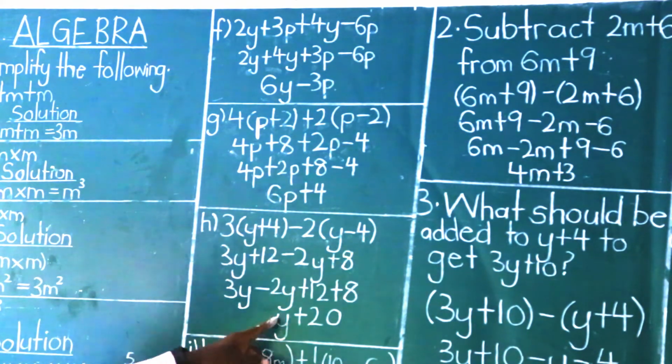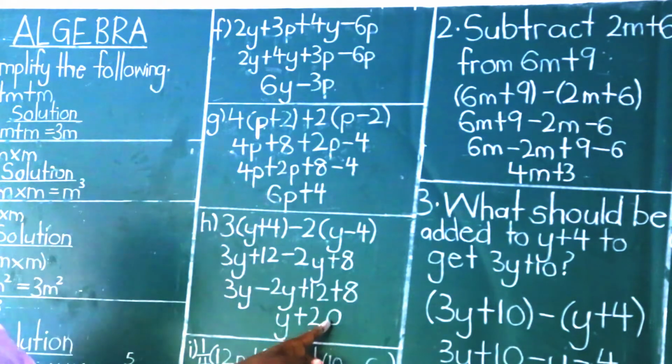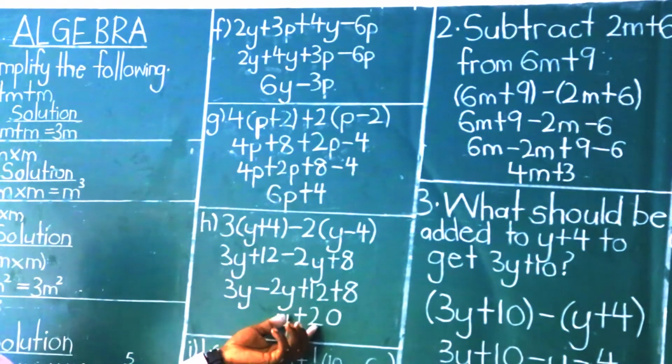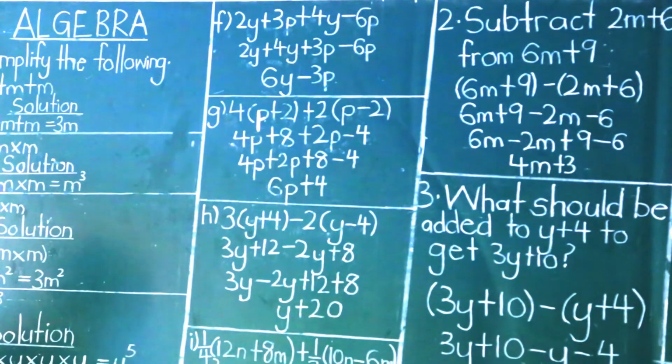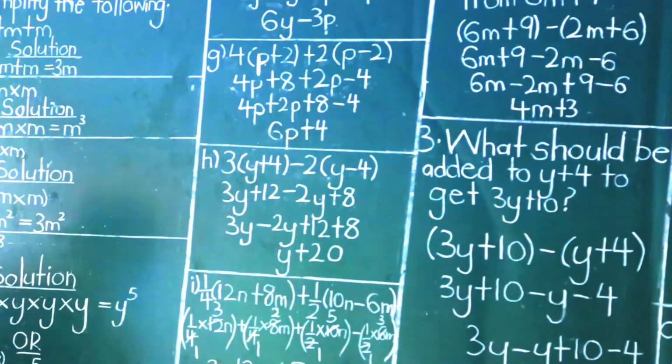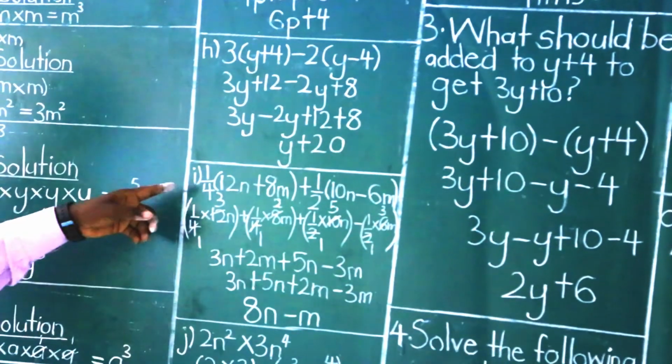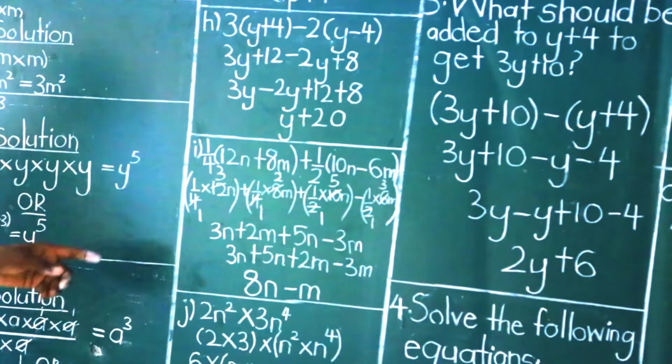So just write y, then 12 plus 8 is 20. Simplifying the whole issue as y plus 20. And that is considered a simplified kind of algebraic expression. Then go to number 1, part I, which tells us to simplify.